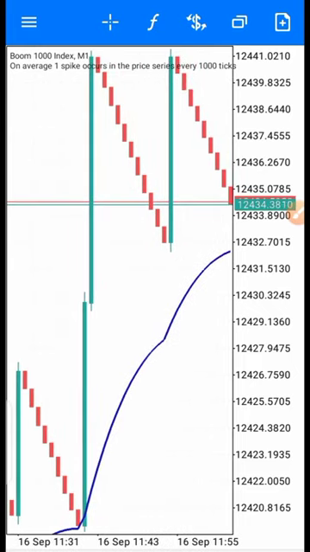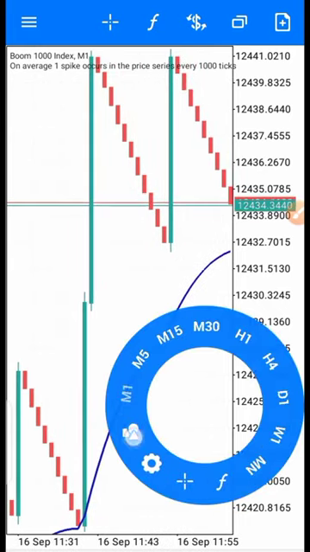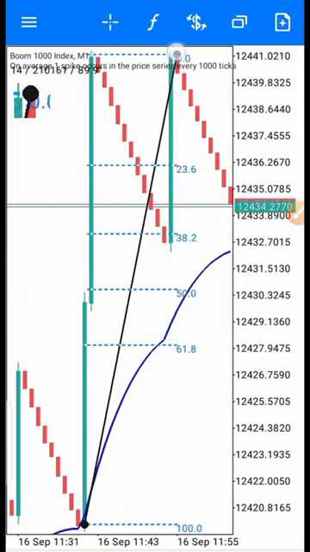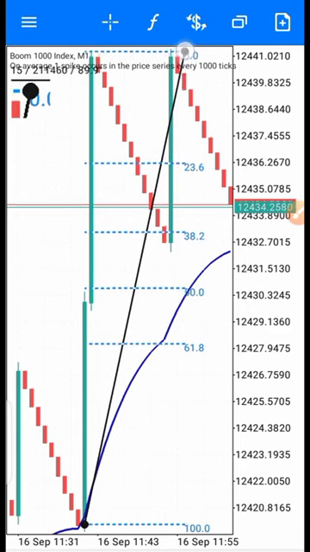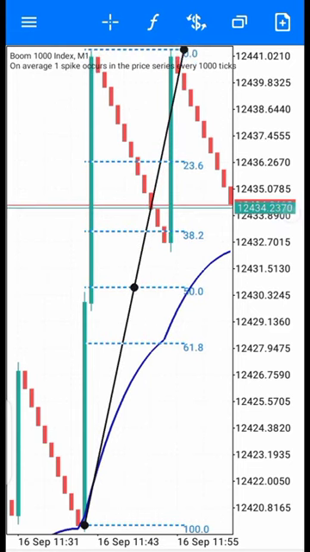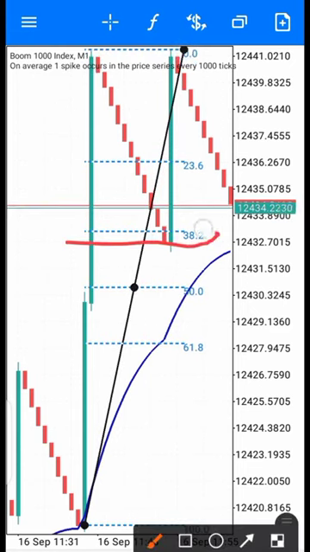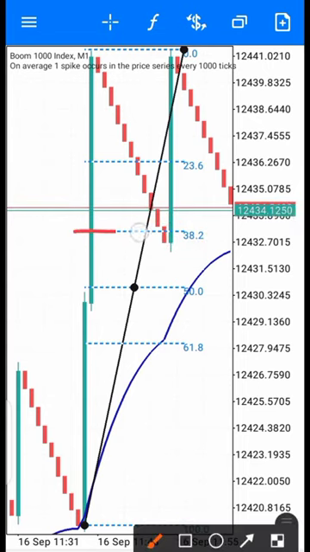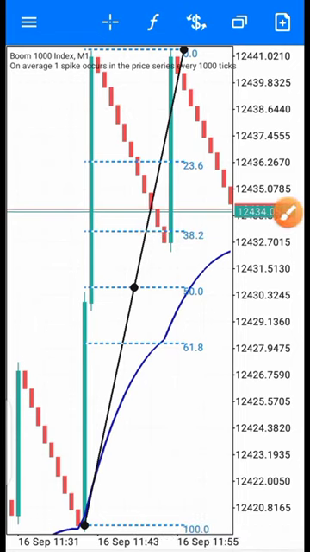Let's see here. Let's see this impulse move from here. Let's see where the retracement ends. You can see the retracement ends when it gets to level 38.2, just a few pips below the level the spike occurs. The spike occurs a few pips below the level. You understand? That is how the strategy works. Go and demonstrate the strategy.